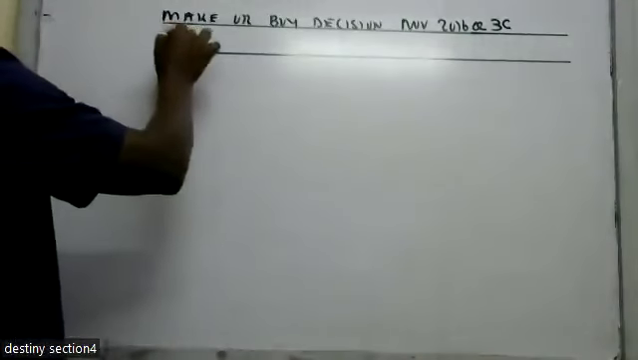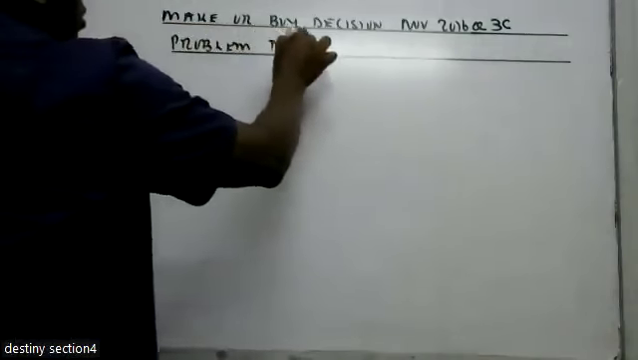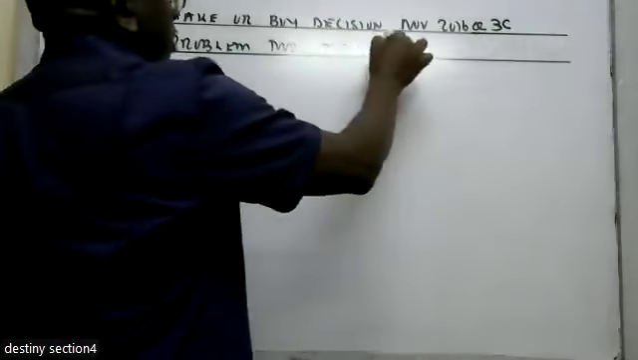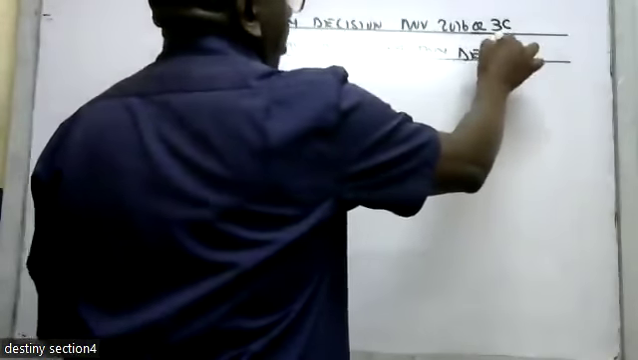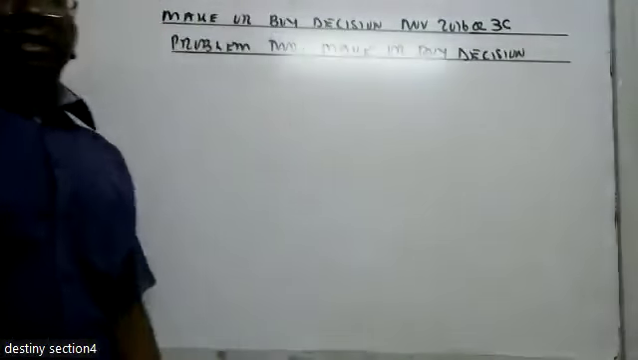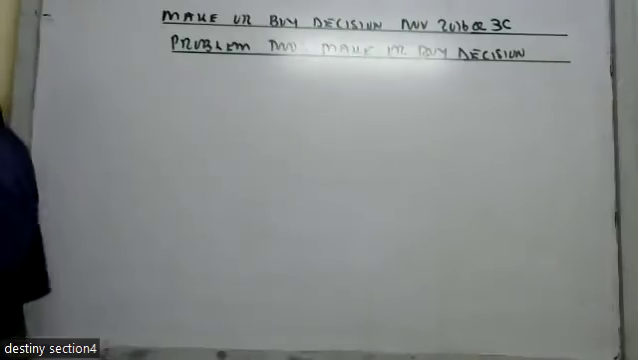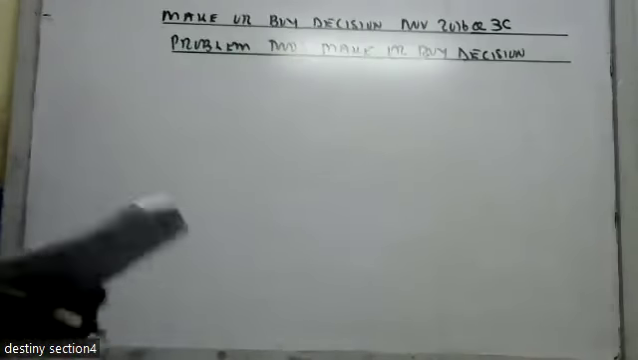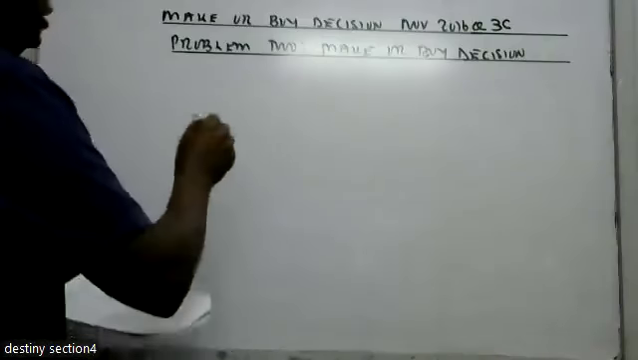So problem 2. Now problem 2 is a case of make or buy. This make or buy, by the way, is called outsourcing. Outsourcing decision. It is also very simple. You simply compare the cost of buying vis-a-vis the cost of making the product in-house.